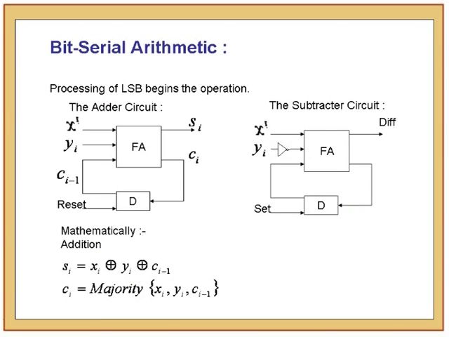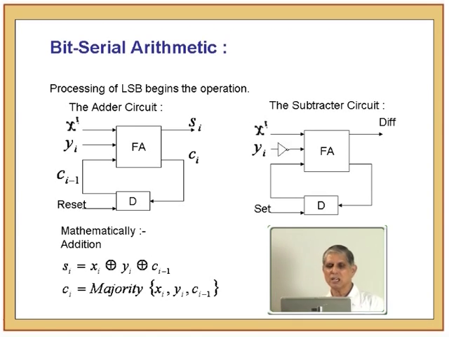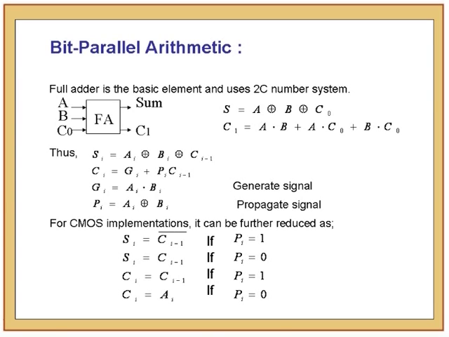If you want to do a subtractor, for X minus Y, you put Y as the complement and then start doing the same operations. Mathematically, the full adder says: SI is XI XOR YI XOR CI minus 1, where CI minus 1 is the last carry, and CI, the new carry generated, is the majority of XI, YI, CI minus 1. I repeat, a majority gate is one in which if two of the three inputs are 1, the output is 1.